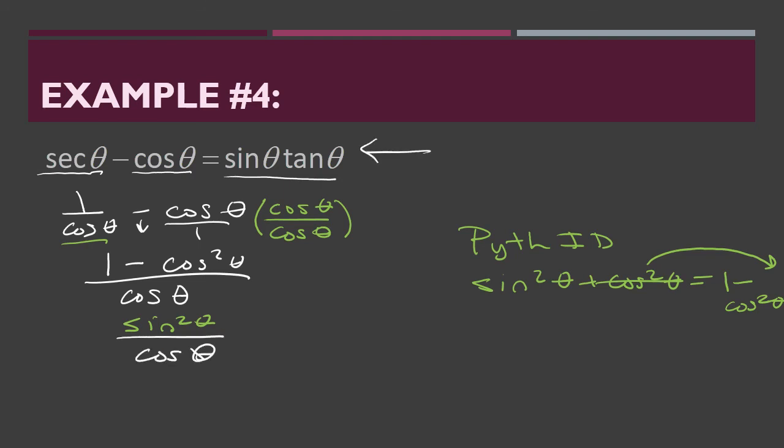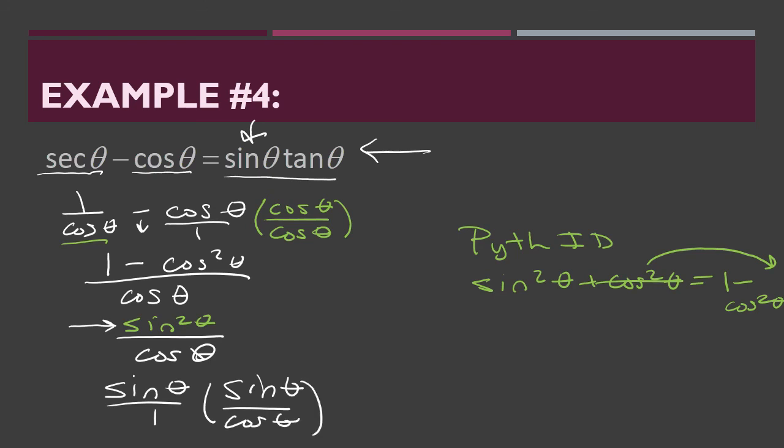Always be looking up here at the right side, because sometimes you'll have things you need. So right now I'm looking at the right side and I see this sine theta right here. I'm looking right here and I have a sine theta. So I'm going to pull that sine theta out to the front, which leaves me with sine theta all over cosine theta. I need a tangent theta, but when I look at sine theta over cosine theta, that is tangent theta. So that will give me sine theta times tangent theta.